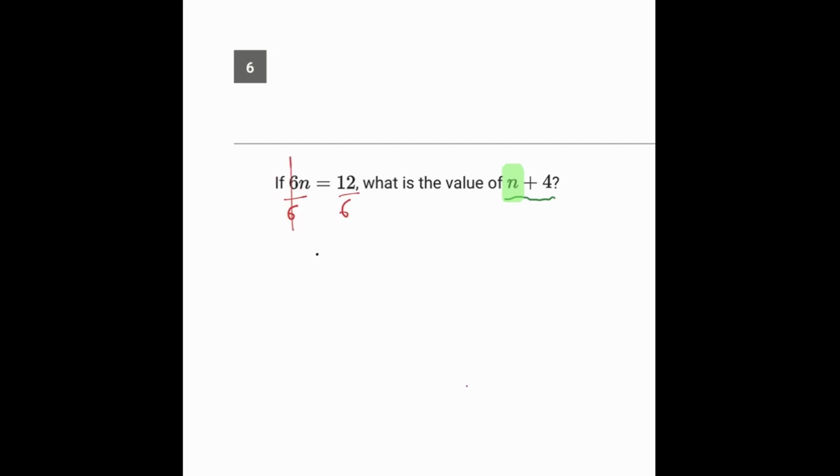That'll cancel there. And we'll get n is 12 over 6, which is 2. So now we need n plus 4. So let's just add 4 to both sides. And now we have n plus 4 is 6, and that's our answer.